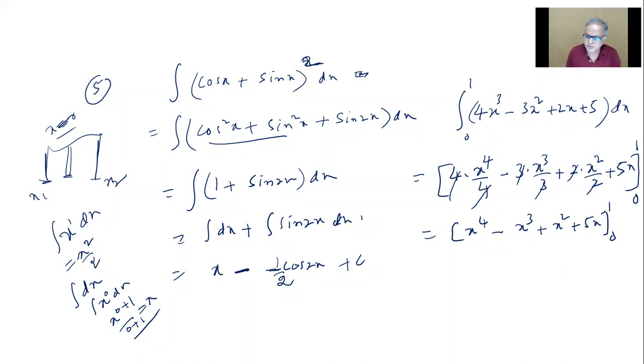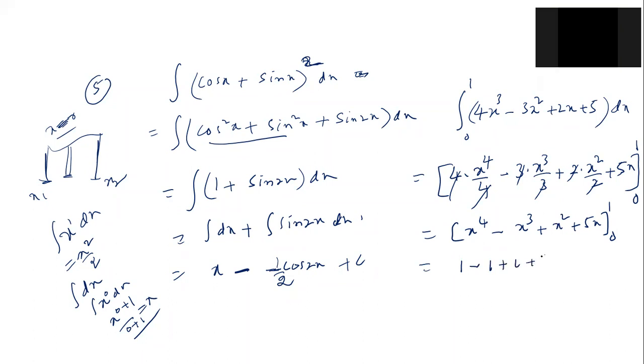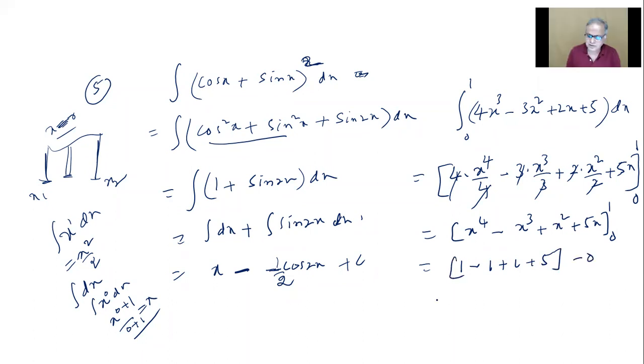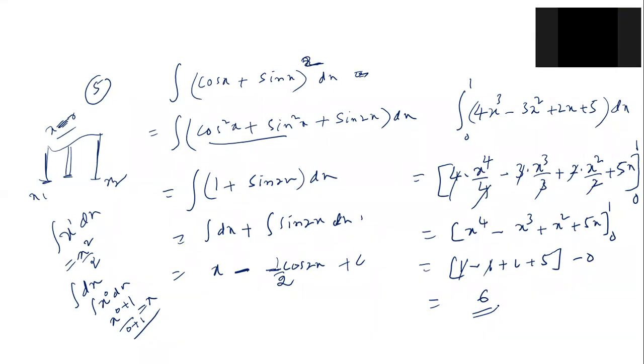First, you need to substitute 1 in all the x places. 1 minus 1 plus 1 plus 5, minus all zeros. So what do I get now? 6. That's all. This is going to be very important for us. We are going to use this extensively in kinematics itself, substituting limits and getting the final answer. Okay? All right.